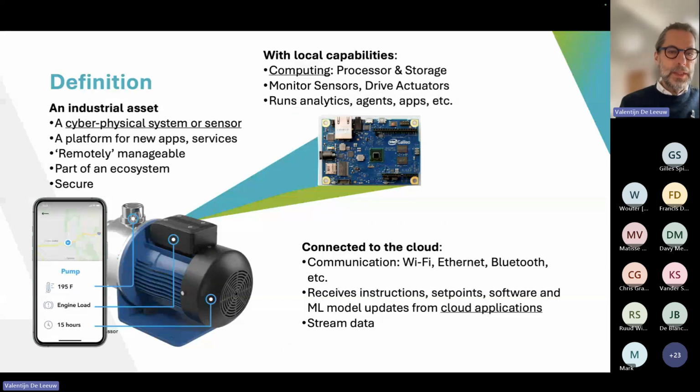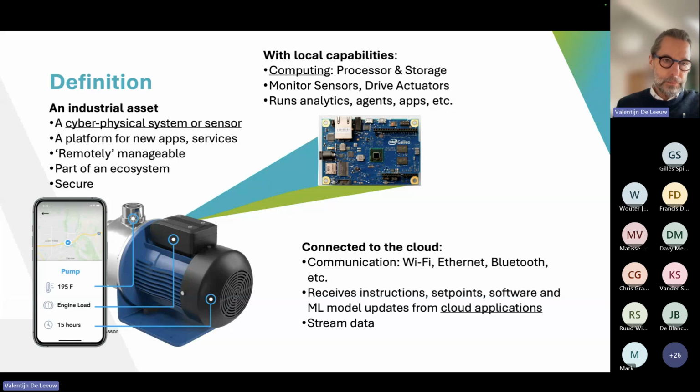A little bit more precision about industrial IoT. It's about industrial assets, and those can be cyber-physical systems or they can be sensors, a device in any case, and that device has local capabilities, local computing, and on that computing you can run all kinds of things such as analytics, agents, apps, and so on.